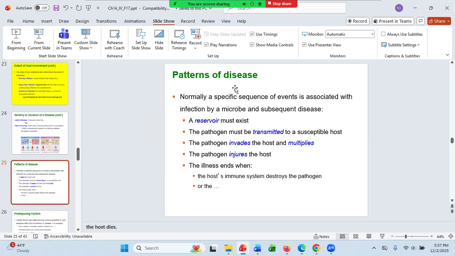The illness will then end when either the host immune system destroys the pathogen or the pathogen kills the host. So those are the two possibilities. Any question about any of that?